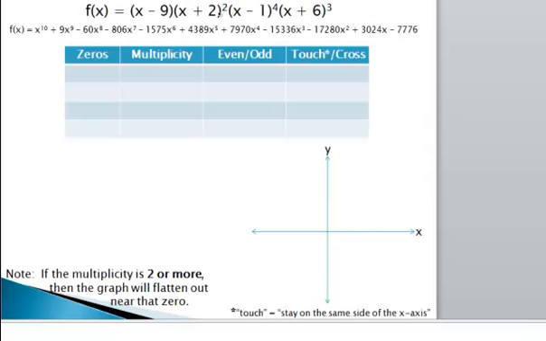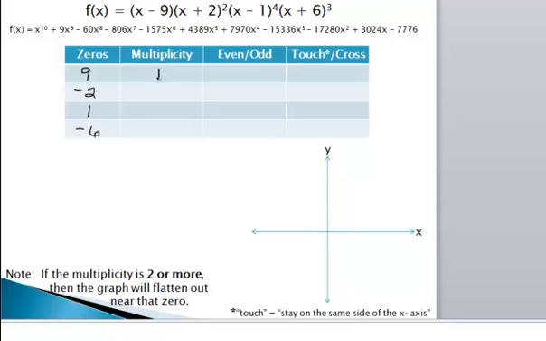Let's say that we have this function at the top of the page. If you were to multiply this function out, you would get all of this. That's a really big function, right? So let's look at it in factored form. What are all the zeros? Well, what would make this factor equal to 0? That would be 9. What would make this factor equal to 0? That would be -2. How about this one? That would be 1. And this one, what would make that 0? That would be -6.